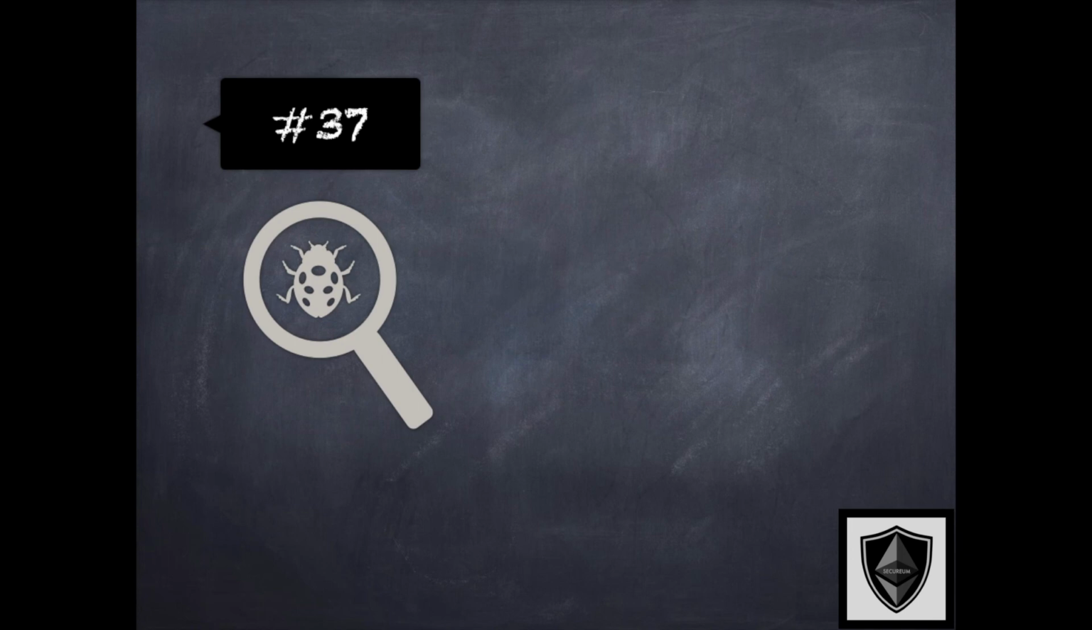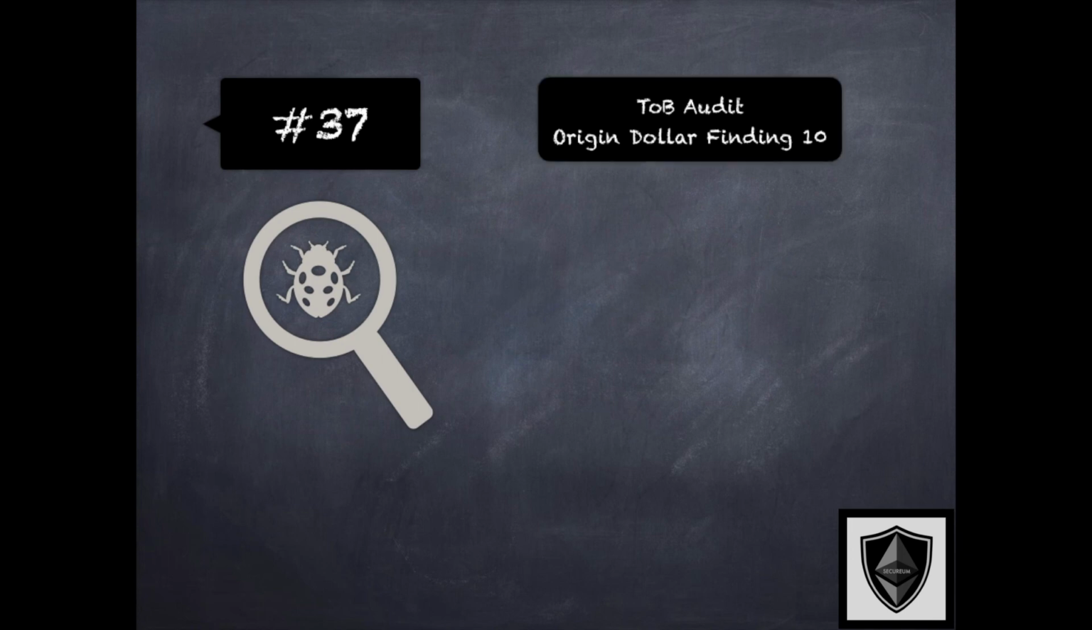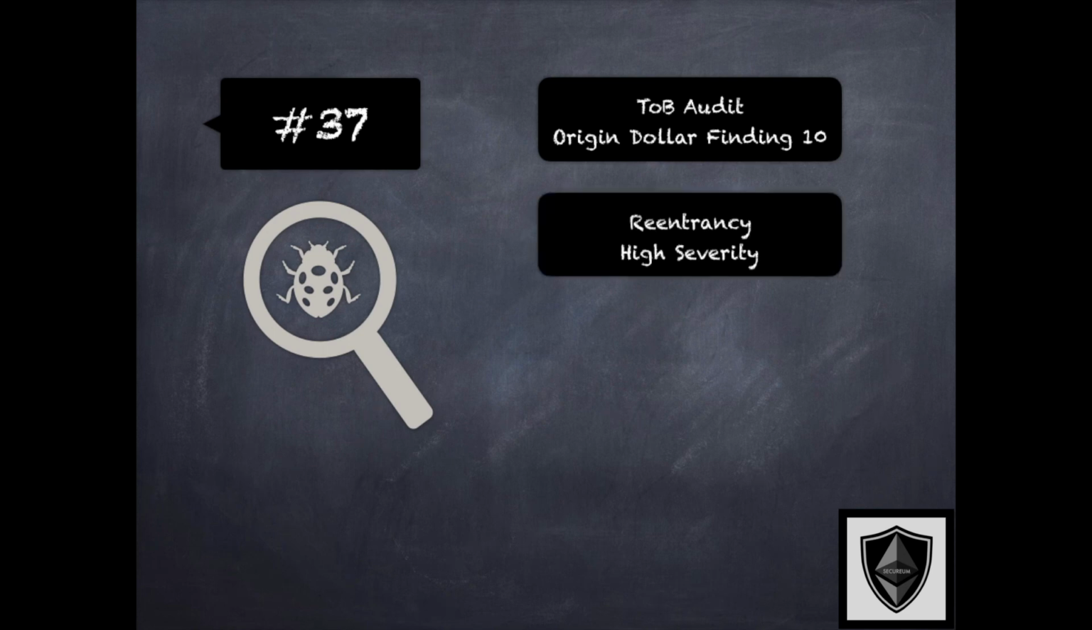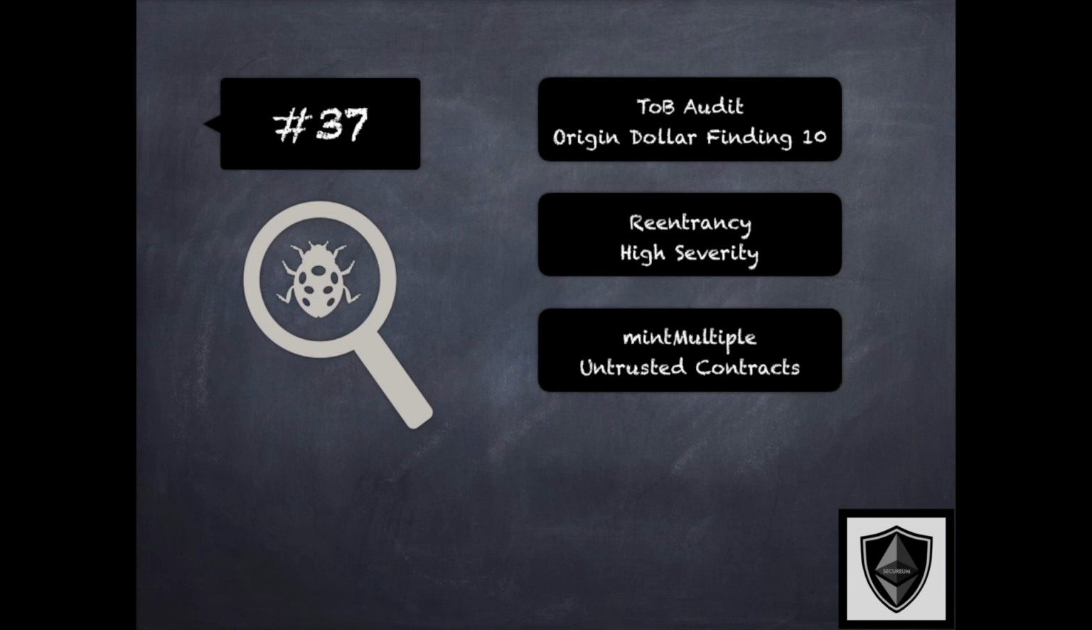Number 37 is another finding from Trail of Bits audit of the origin dollar, where it was a high severity finding related to reentrancy. Missing checks and no reentrancy prevention allowed untrusted contracts to be called from mint multiple function, which could be used by an attacker to drain the contracts.